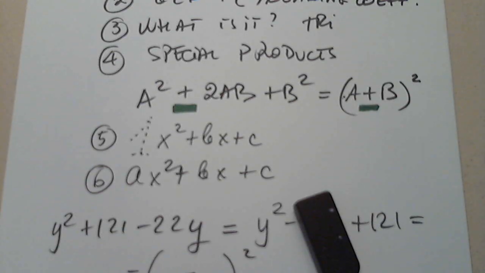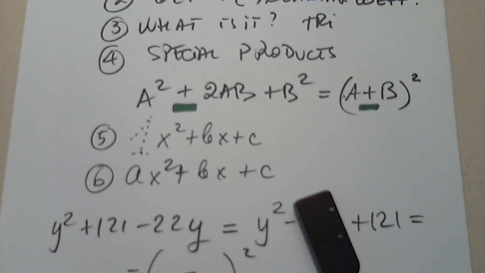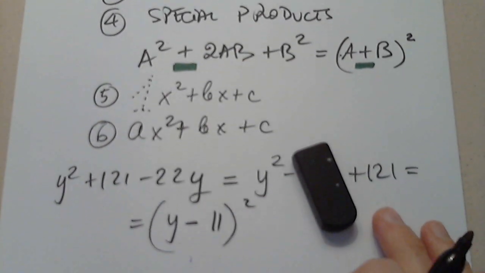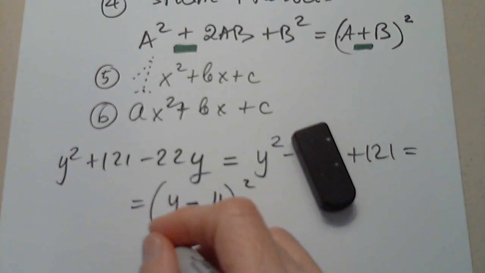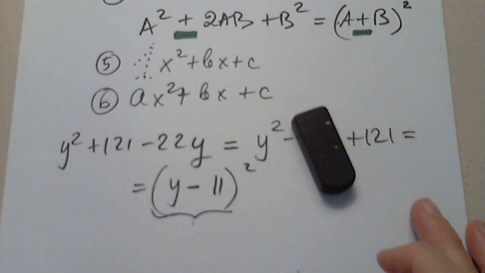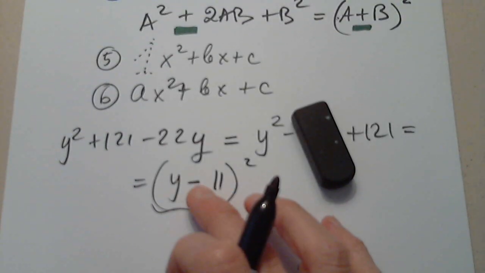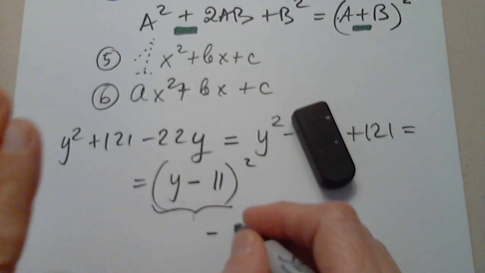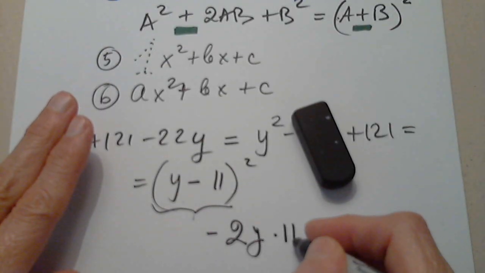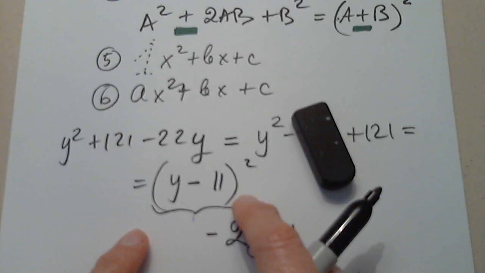It's okay if you're wrong. What do you think the term should be? Y and 11? Exactly. But now do you remember, when we expand this, how do I determine the middle term? It's the negative. It's 2 times the first times the second. That's the middle term here.